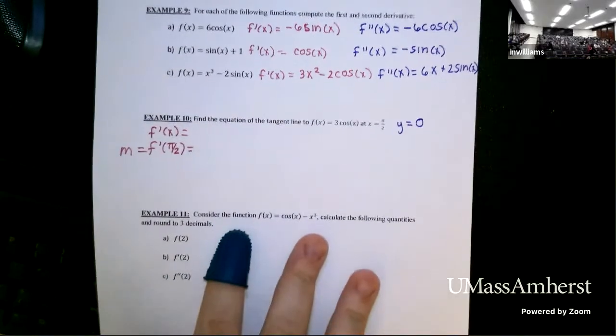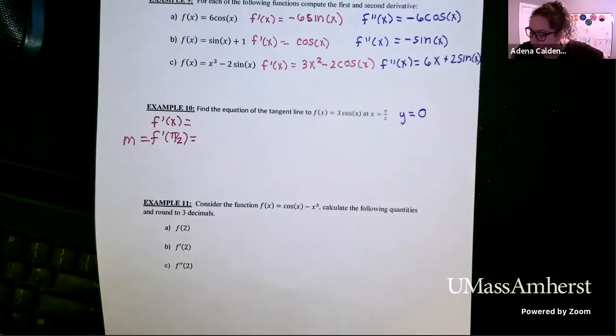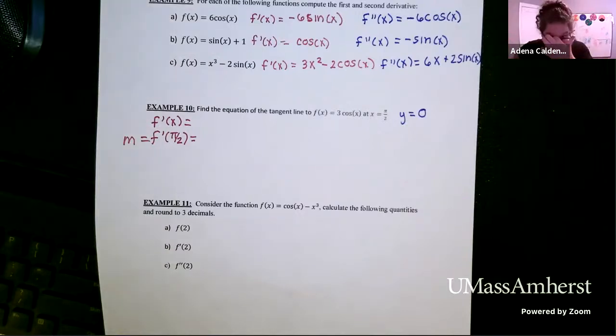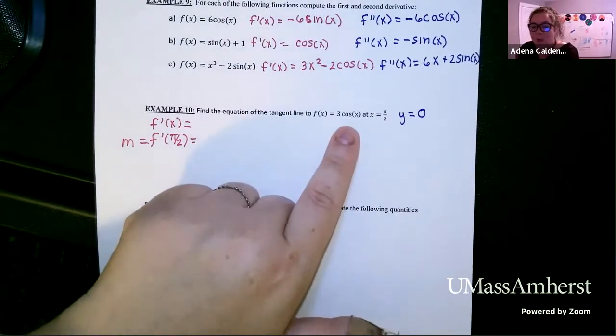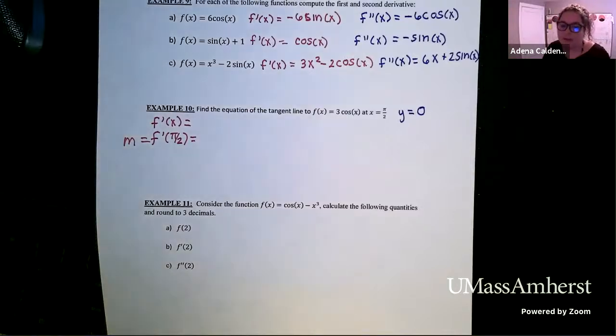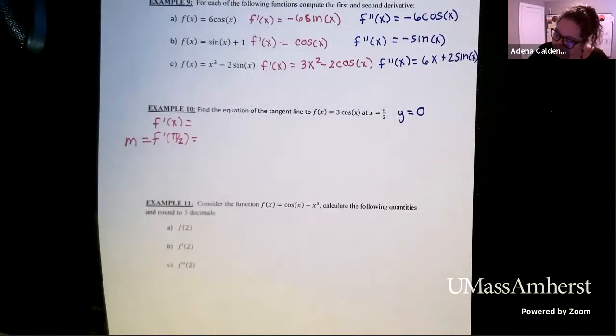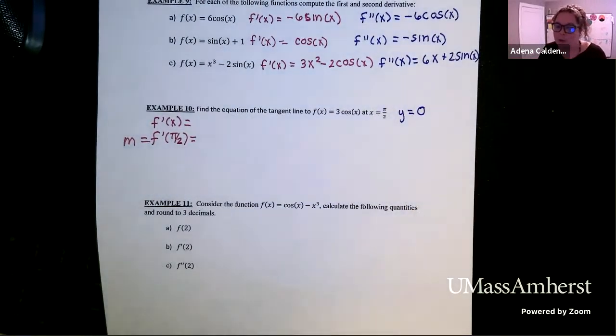Okay, so let's look at number 10. Find the equation of the tangent line to f of x equals 3 cosine x at x equals pi over 2. So we know that we need two things. We need the slope of the tangent line, and we need the point. In order to get the point, we're going to plug pi over 2 into 3 cosine x. Cosine of pi over 2 is 0. So 3 times 0 is 0, which means the point where the tangent line touches is pi over 2 comma 0. That's one piece we need.